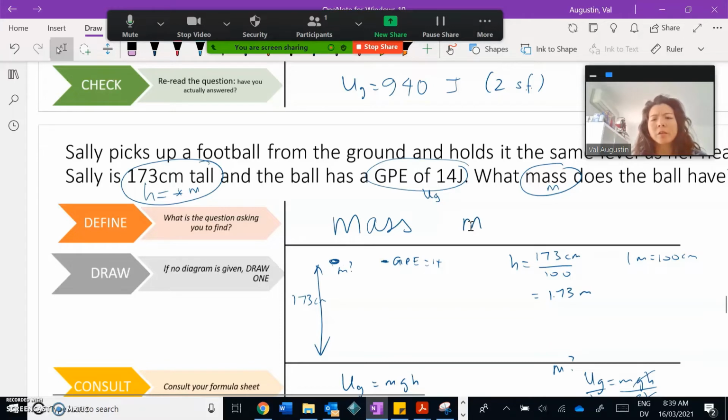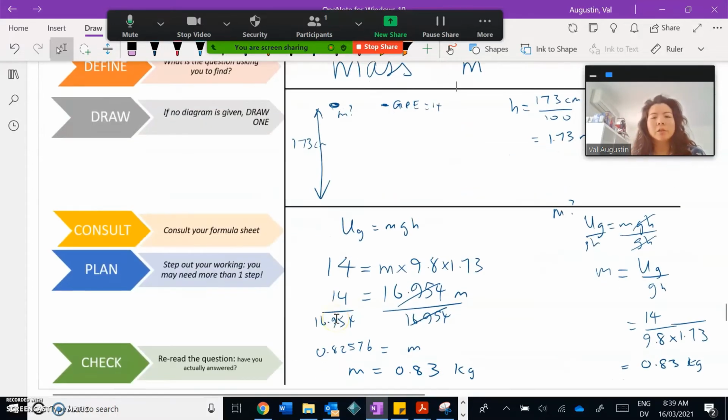So because the height is in centimeters, I need to change it to meters first. So you should know that 1 meter is 100 centimeters. So that means to go from centimeters to meters, you have to divide by 100. So you get 1.73 meters. So if we scroll down now, you'll just look at your formula sheet, and the formula sheet says that Ug is mgh.